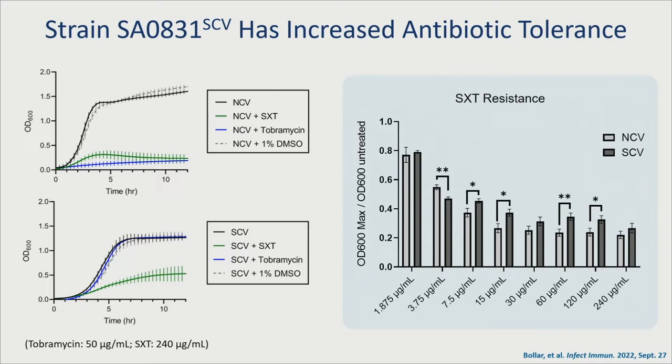So for this assay, we took these growth curves that you see here on the left, and we performed that at different concentrations ranging from 1.875 all the way out to 240 micrograms per milliliter of this SXT drug. And then we compared the growth at the maximum optical density to what it would be without any drug at all. And what we found was at lower concentrations, exactly what we expected, this NCV strain was able to grow to a better extent than our SCV. However, at higher concentrations of the drug, this trend does reverse, and we see that the SCV grows to a greater extent than the NCV strain. And this indicated to us that some increased tolerance may be happening for our SCV strain.